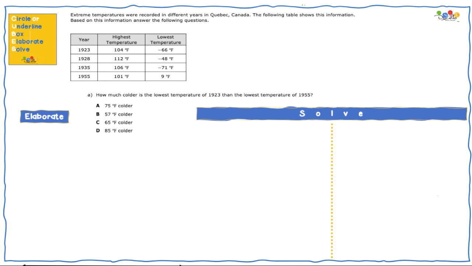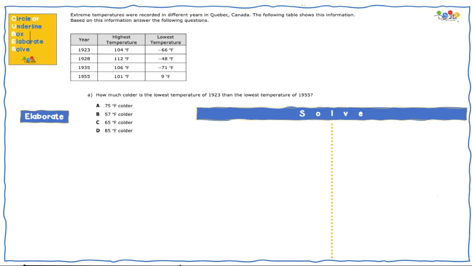So let's do it. Extreme temperatures were recorded in different years in Quebec, Canada. The following table shows this information. Based on this information, answer the following question. And this question has 3 different items. I'm gonna be doing one little video for each choice, guys. Okay, so we're gonna check choice A. How much colder is the lowest temperature of 1923 than the lowest temperature of 1955?